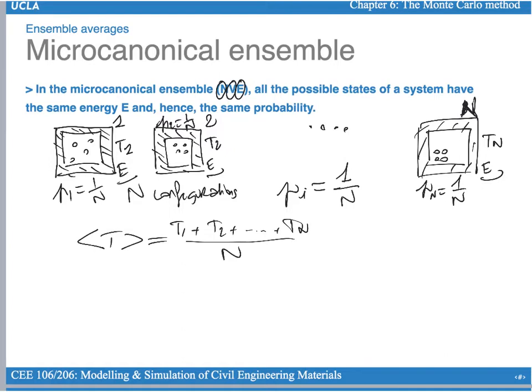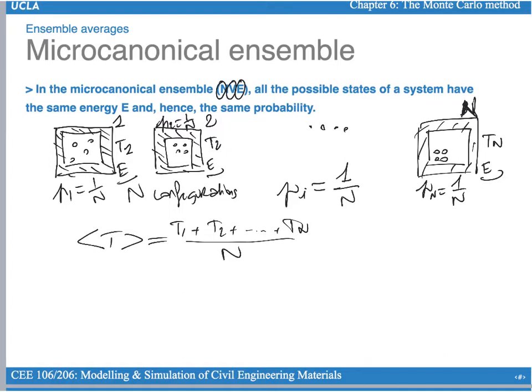So in that case, since the probabilities are all the same, you don't have to do any kind of weighted average. You just take the average directly by summing the value for all those systems and dividing by the number of systems that you have.